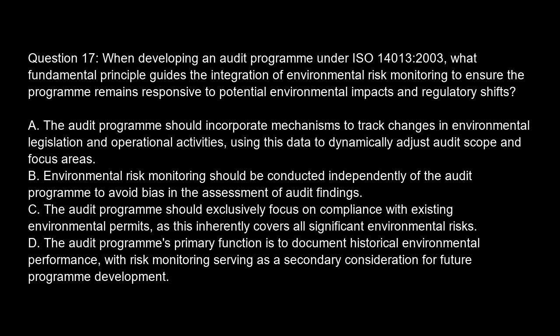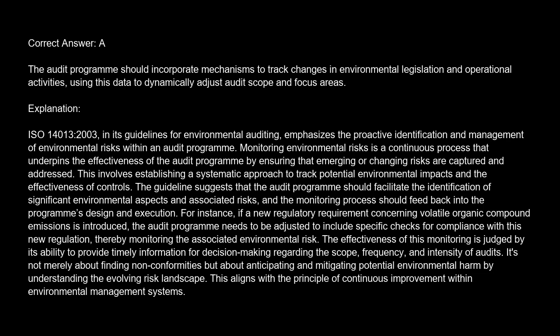Option B. Environmental risk monitoring should be conducted independently of the audit program to avoid bias in the assessment of audit findings. Option C. The audit program should exclusively focus on compliance with existing environmental permits, as this inherently covers all significant environmental risks. Option D. The audit program's primary function is to document historical environmental performance, with risk monitoring serving as a secondary consideration for future program development. The correct answer is A.